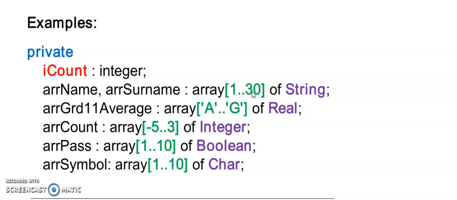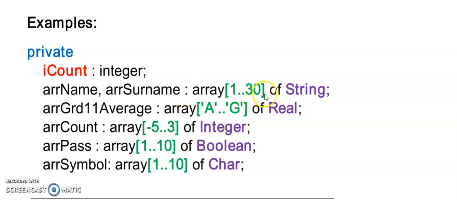Inside of these square brackets, it's important to have ordinal values. Remember, ordinal values are either integers or chars. So this is an example of an array with an integer index, and below this here is an example of an array with char indexes. So this is an array called array grade 11 average, and I can store averages in the position A, B, C, D, E, F, and G. It's also possible, as in this example, to have indexes starting at a negative value. Just remember that 0 will be included as part of one of your indexes.